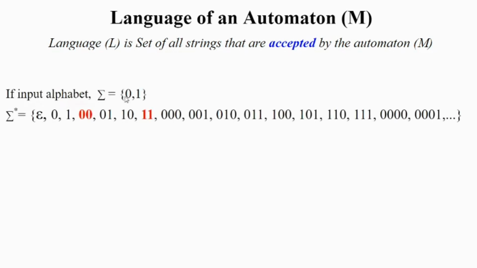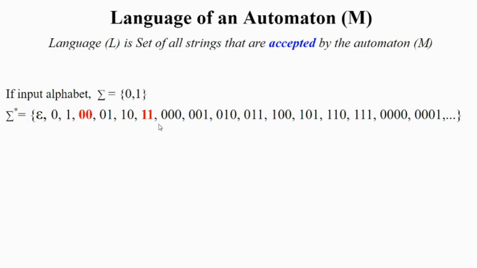For example, if the input alphabet is 0, 1, then sigma star will be the set of all possible strings which are created with the help of either 0 or 1. This is an infinite set, that is, you will have some more strings here. This is the string of length 0, whereas these two are the strings of length 1. These 4, 1, 2, 3 and 4, are the strings of length 2. Then you will have strings of length 3, strings of length 4 and so on. So sigma star is the set of all possible strings.